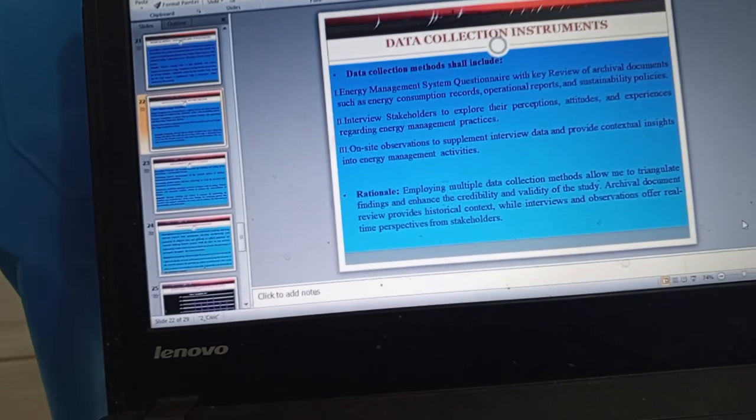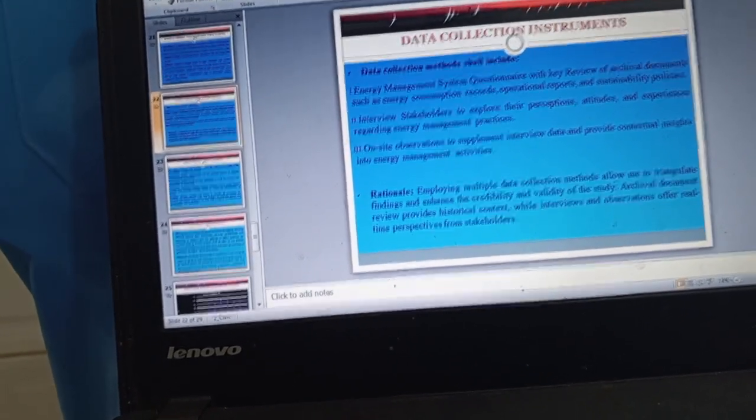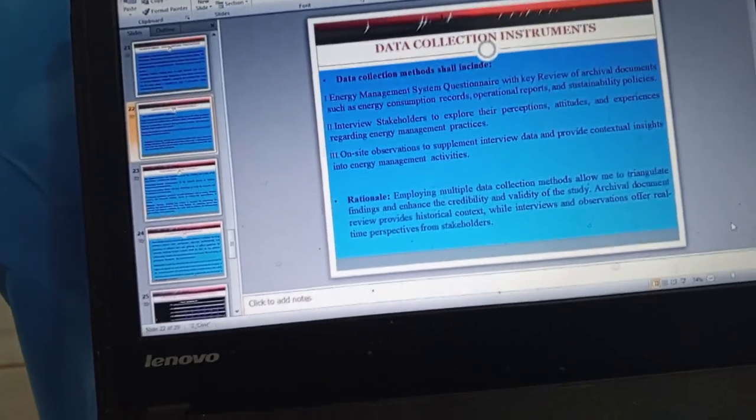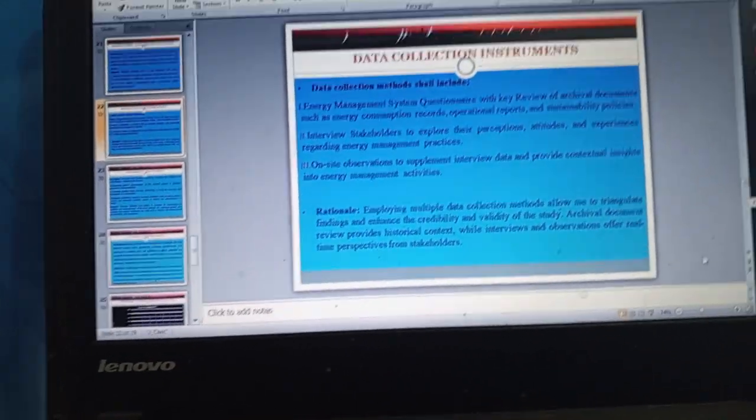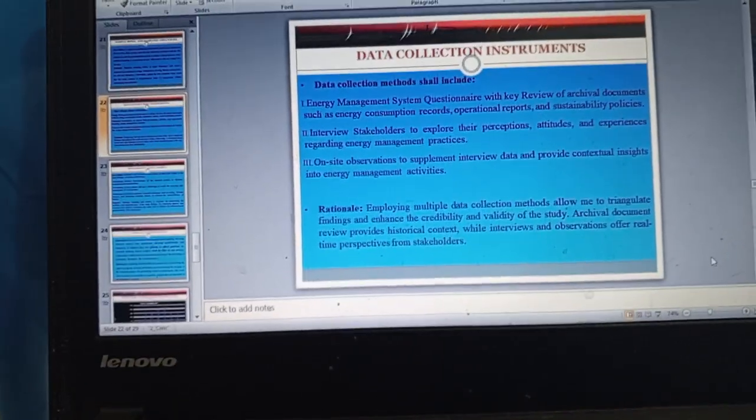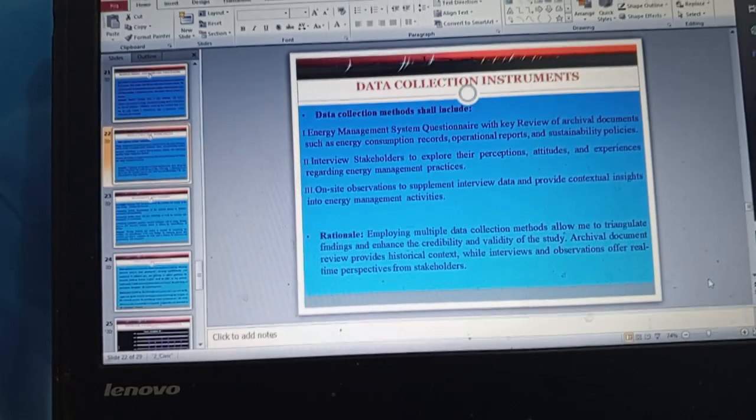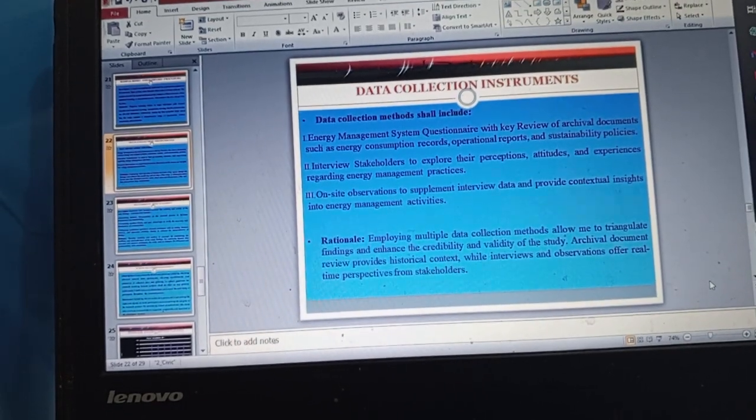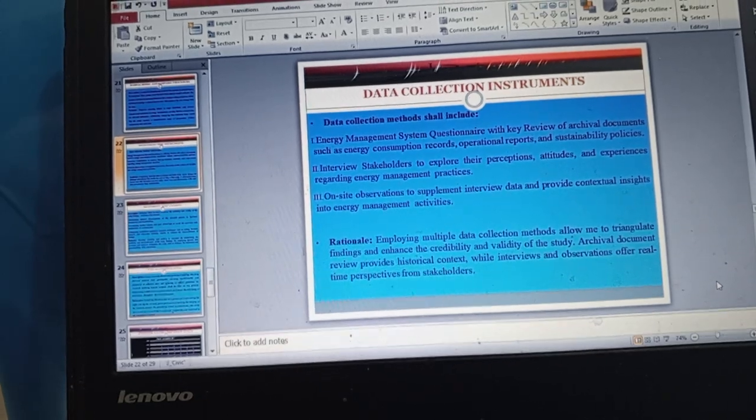I'm already conducting this one. Yeah, and I think I'm almost about 50% on this data collection too, but still gathering more data from the employees and other relevant stakeholders. Then for the second one, interview stakeholders to explore their perceptions, attitudes, and experiences regarding energy management system.